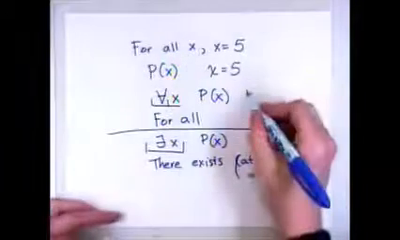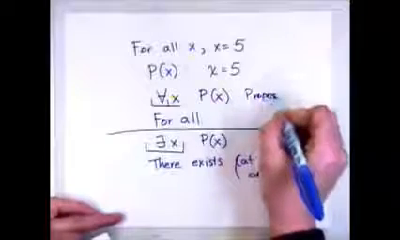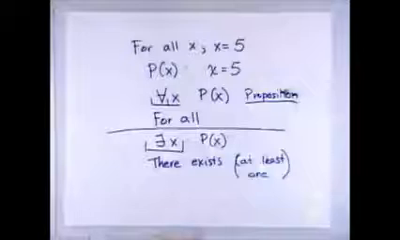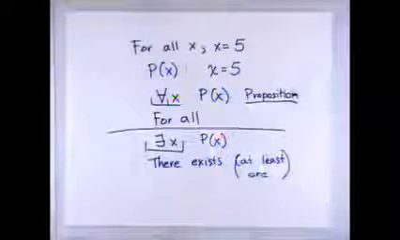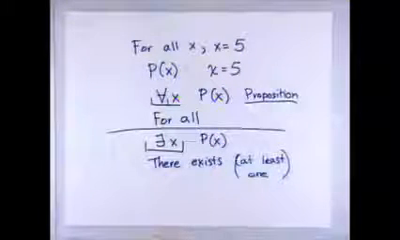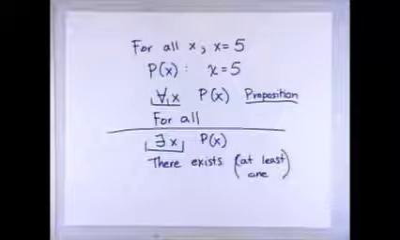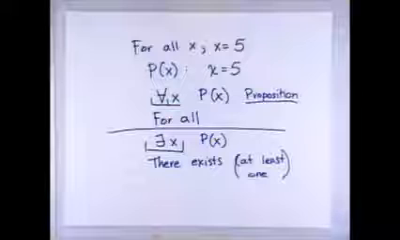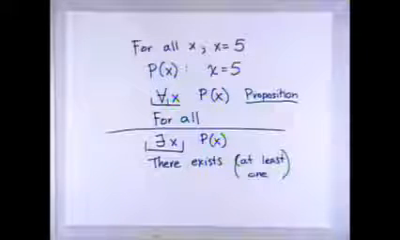And now these are propositions. This is a proposition because it's either true or false. Either it's true that for all x, P of x is true, or it's false. And there exists x, P of x is either true or false. There's either one or there isn't. And I should be able to check.